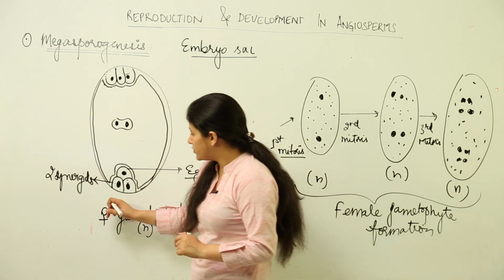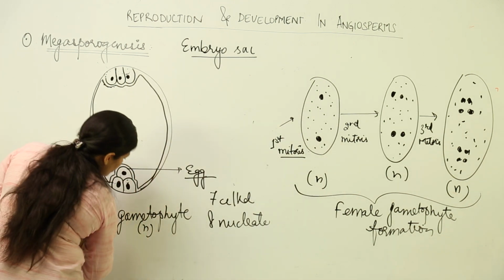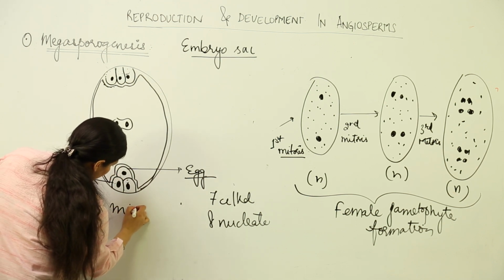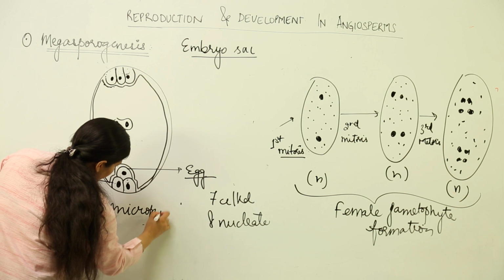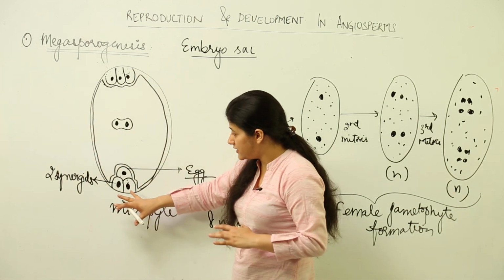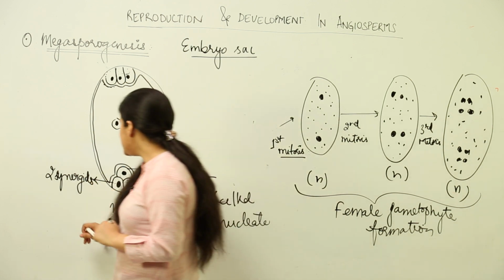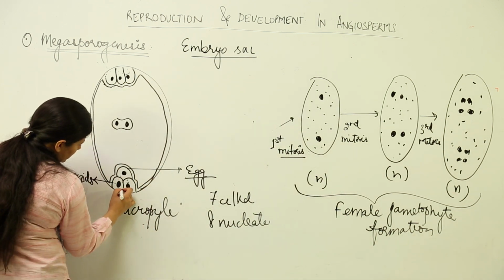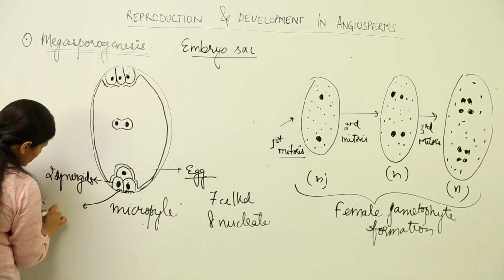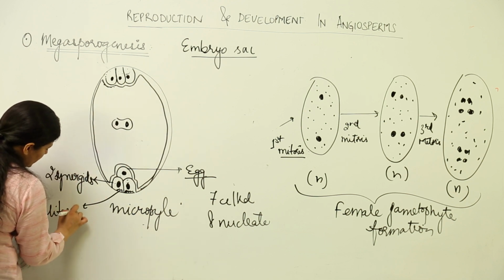Now, this lies towards the end of micropyle. Okay. Now, where was micropyle? You have studied the structure of ovule, so you will get an idea. Micropyle is that pore where integuments are absent. This lies towards the micropyle. These synergids have an arrangement known as filiform apparatus.